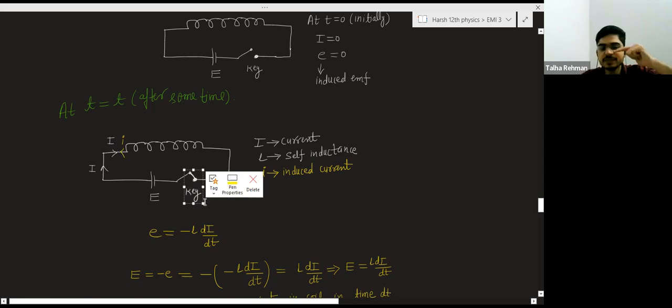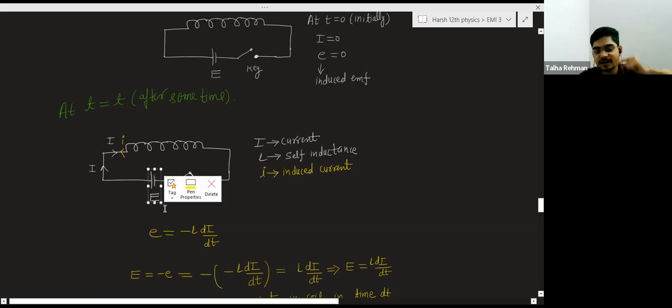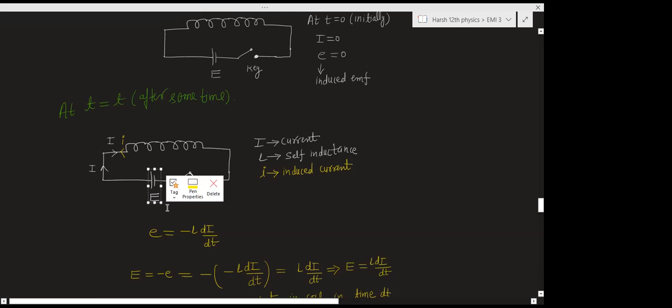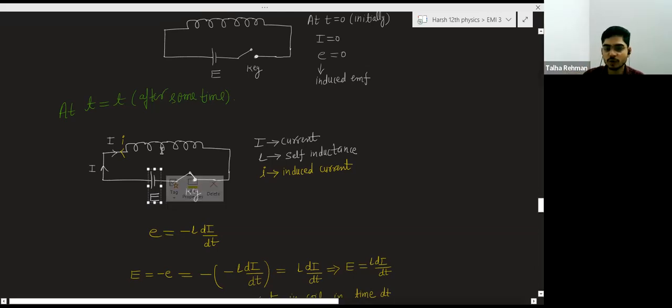Current starts increasing means magnetic field starts increasing in this coil. Magnetic field increasing means magnetic flux linked with the coil is increasing, so there will be an induced EMF, and due to that induced EMF there will be an induced current in the opposite direction of this increasing current. So basically you have to provide some extra energy or extra power from your battery, to overcome that resistance or that induced current.